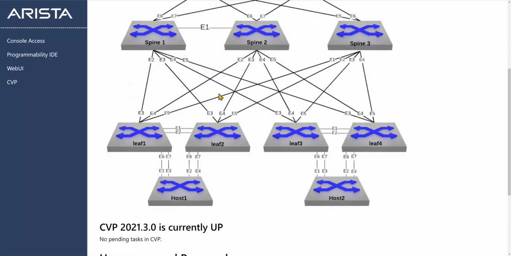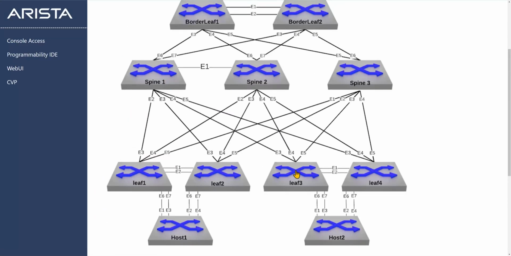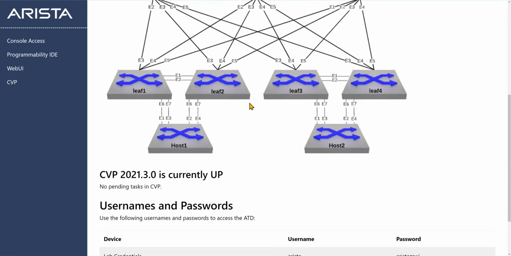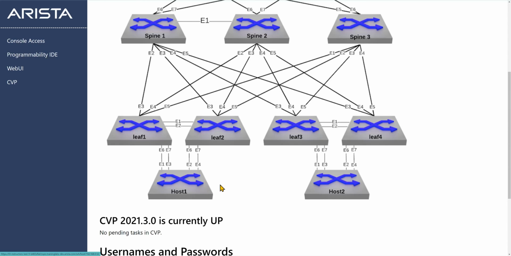This is what our topology looks like. We've got 3 spines and 4 leaves. We have 2 border leaves. We're not going to use those in this lab. And we've got 2 hosts, and generally speaking, in these lab environments, these hosts are actually EOS switches, but they're in there to be configured as if they were hosts. We can put IP addresses and default gateways on them and so forth.